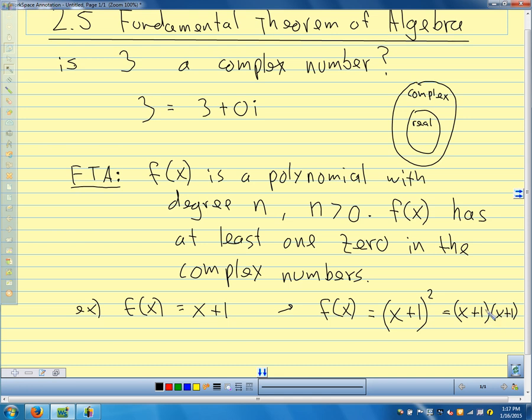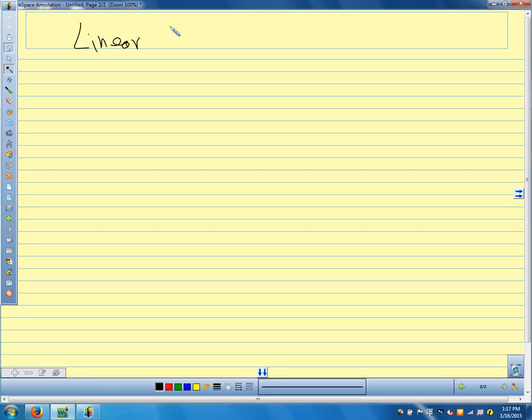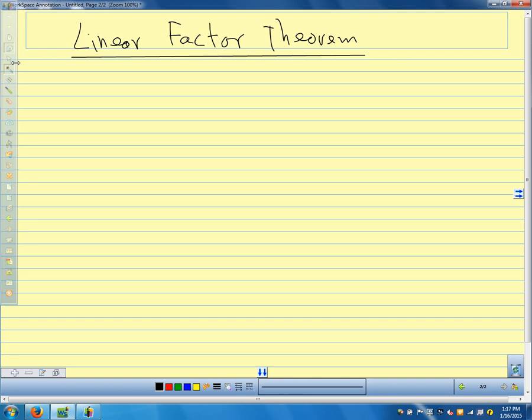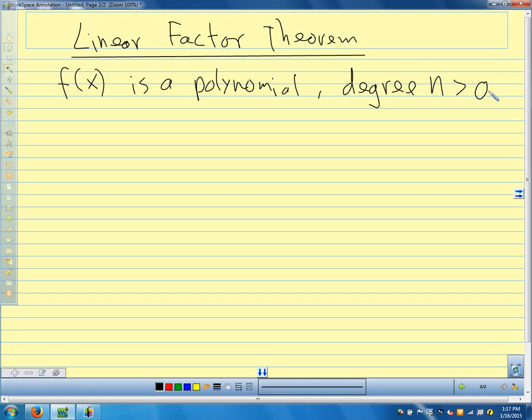So that kind of leads us into how we're going to use the fundamental theorem of algebra. And what we call that, we've kind of been doing it already, is the linear factor theorem. The linear factor theorem is related to the fundamental theorem of arithmetic that we know. We just don't know that we know it. The linear factor theorem says we have this polynomial f of x, and our degree is n, and we want n to be greater than 0. We want it to be interesting, more interesting than a constant.